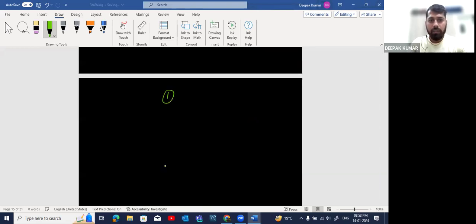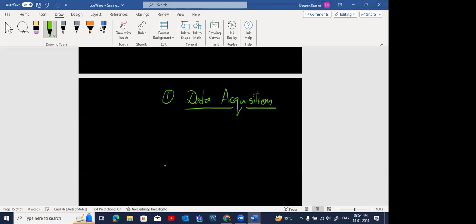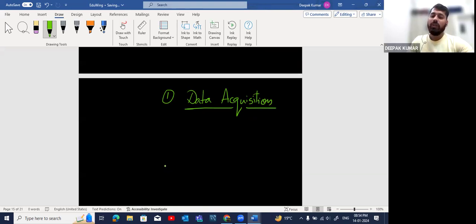So if I start with the first, that is called the data acquisition. Do check the spelling of this word, acquisition. I usually get mistaken with it. Data acquisition. So acquisition means collection, how we are collecting the data.